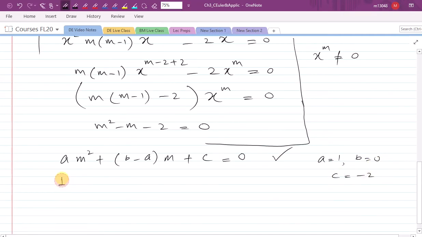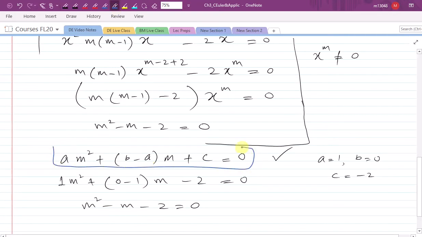Let's put the values: a is 1, b is 0, and c is minus 2. That gives 1 m square plus (0 minus 1) m plus minus 2 equals 0, and that makes m square minus m minus 2 equals 0. You see, that's exactly the same auxiliary. So you have to remember this formula.